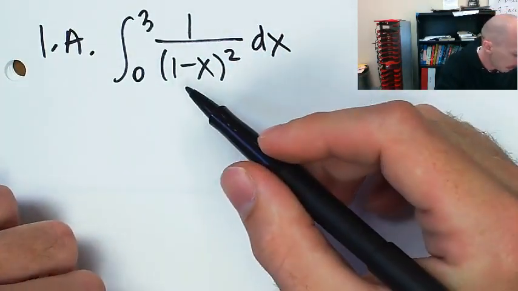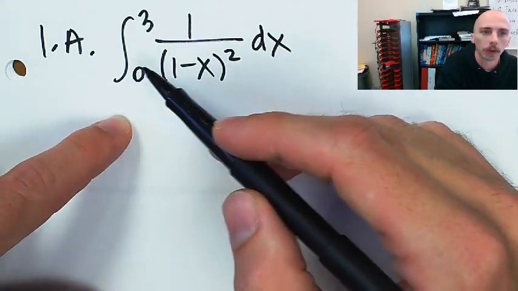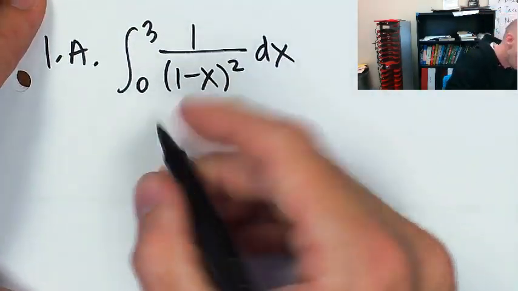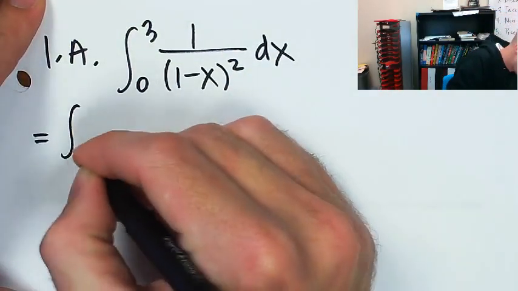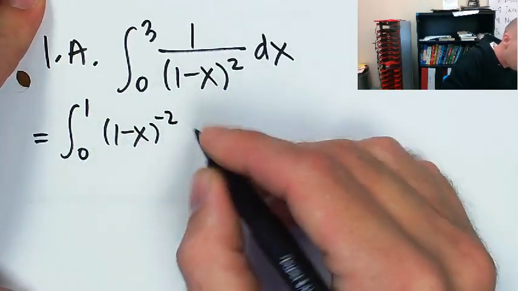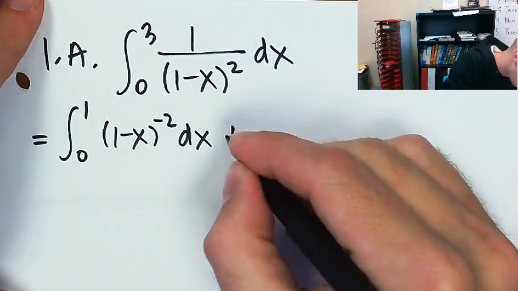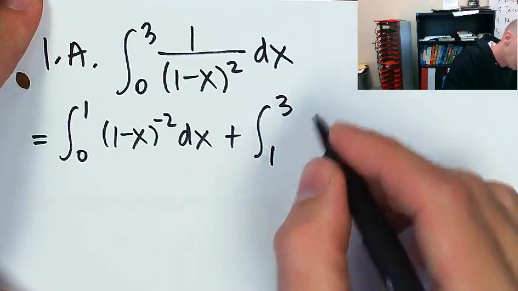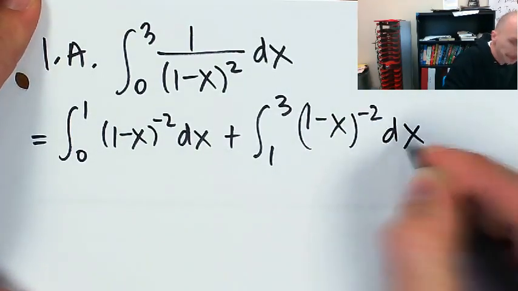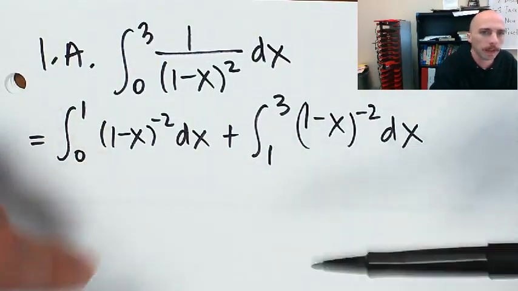Okay. The issue with this one is where x is equal to 1, we're divided by 0, and 1 is in the interior of the region of integration. So what I have to do is split this up into two separate integrals. So this is going to be equal to the integral from 0 to 1. I might actually start writing this as 1 minus x to the negative 2 power, because I know that's how I'm going to need to anti-differentiate it, plus the integral from 1 to 3 of 1 minus x to the negative 2 power.